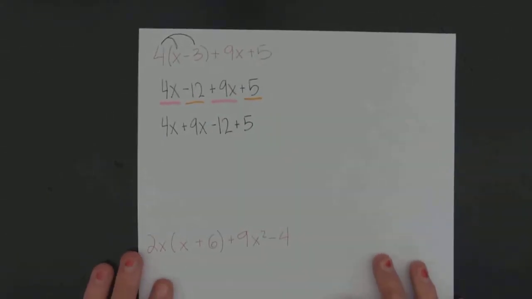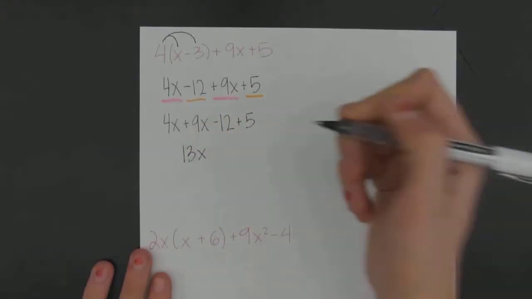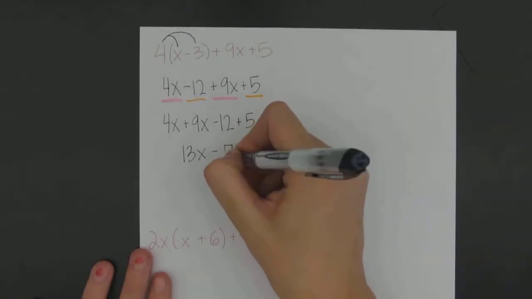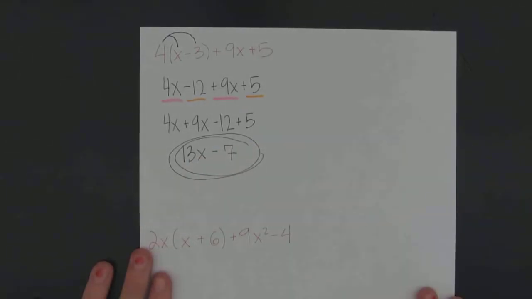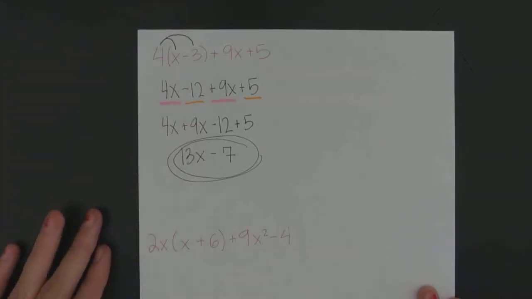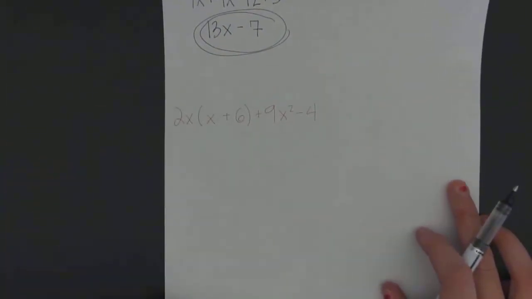Okay, 4x plus 9x, so 4 plus 9 is 13x. A negative 12 plus a positive 5 would give me negative 7. So my final answer would be 13x minus 7. Again, I had to apply the distributive property and then simplify. We're going to do one more like that. This one's a tad bit harder.